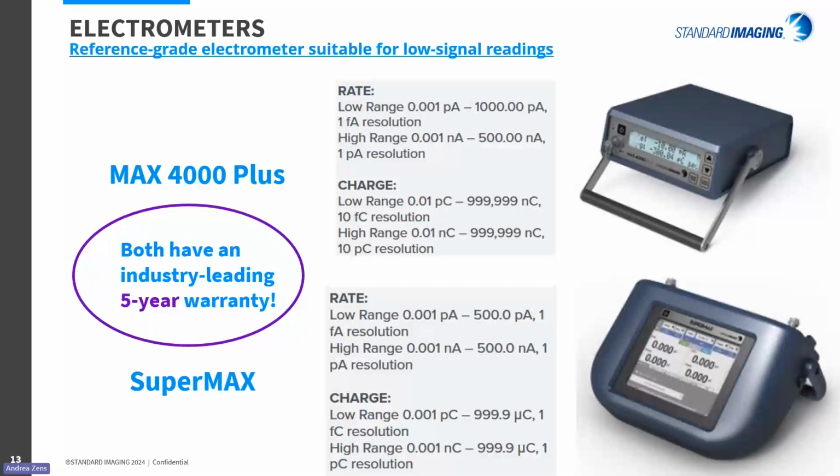So here I'm showing our Max 4000 Plus electrometer, which is a single channel, very robust, reliable, repeatable electrometer. It is a real workhorse. It's definitely reference class. And then we have our Supermax electrometer, which is also a reference class electrometer with the advantages of a touchscreen display with intuitive navigation. It has 2 channels, so it's a dual channel electrometer with independent bias settings. And it has only a 1-minute warm-up time, which, again, nice and efficient for your QA program.